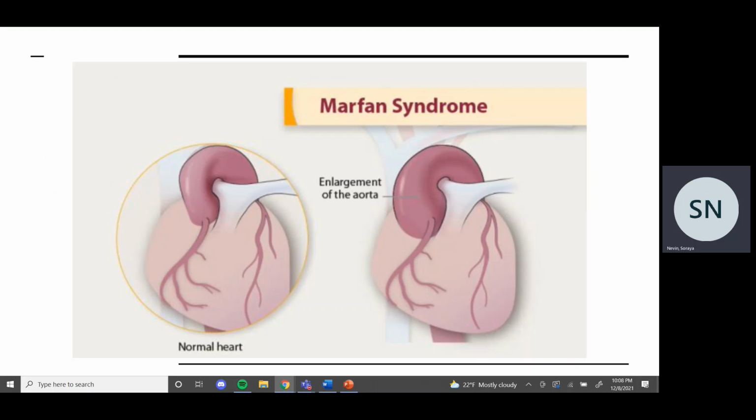On the left, you can see a normal heart, and on the right, you can see someone who's suffering from Marfan syndrome, and you can see the difference in sizes of the aorta, specifically at the root here. It's much larger than it is on the normal heart.